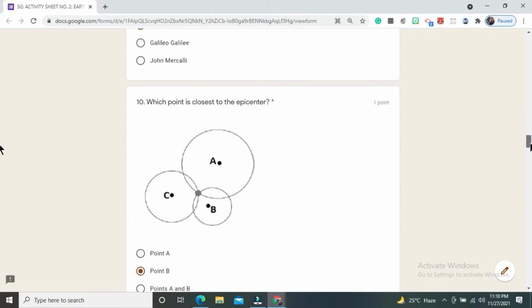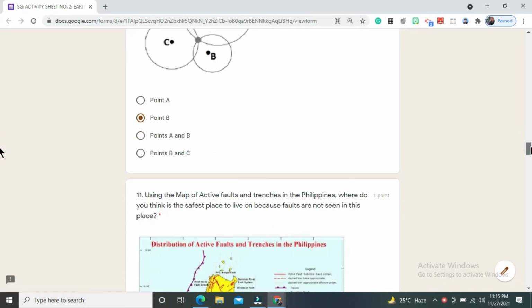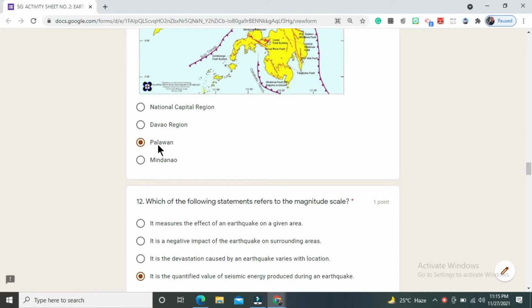Question number 10. Which point is closest to the epicenter? The correct answer is point B. Question number 11. Using the map of active faults and trenches in the Philippines, where do you think is the safest place to live on because faults are not seen in this place? The correct answer is Palawan.